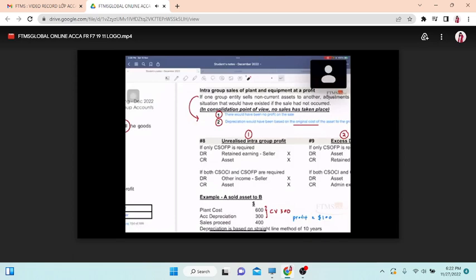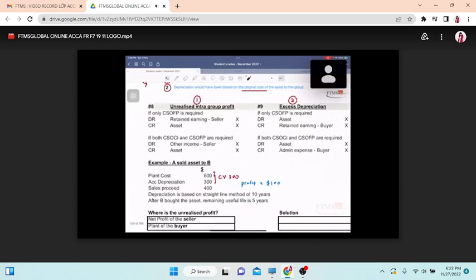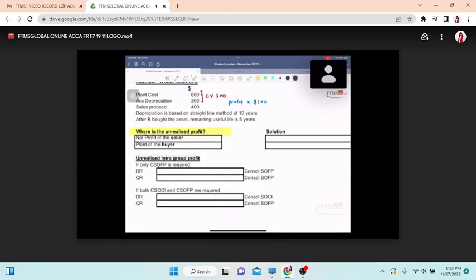One is the net profit of the seller, and the other one, I think, will be easy. First one, we already know is the net profit of the seller. So what I need to do is reduce net profit of the seller. To remove net profit of the seller, of course, I will debit the retained earnings of the seller.